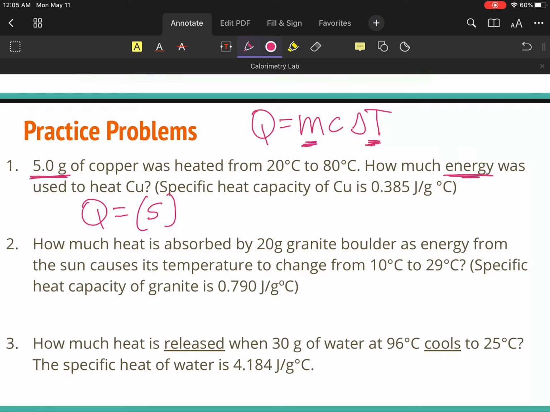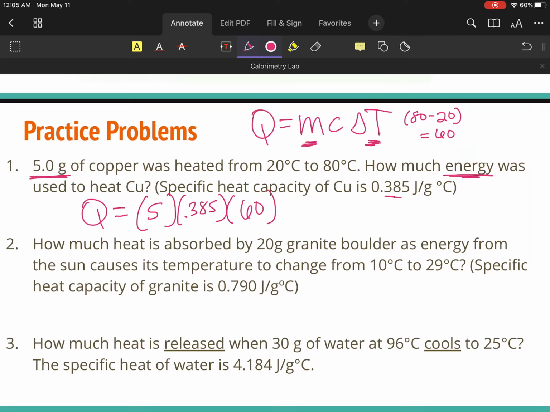And it says it was heated from 20 to 80. So what's my delta T? I have 80 minus 20, so that's 60. That's my delta T. And then it tells me my specific heat is 0.385, so I'm just going to plug that in for my C. That's always going to be given to you some way in the problem. You don't have to know those or anything.